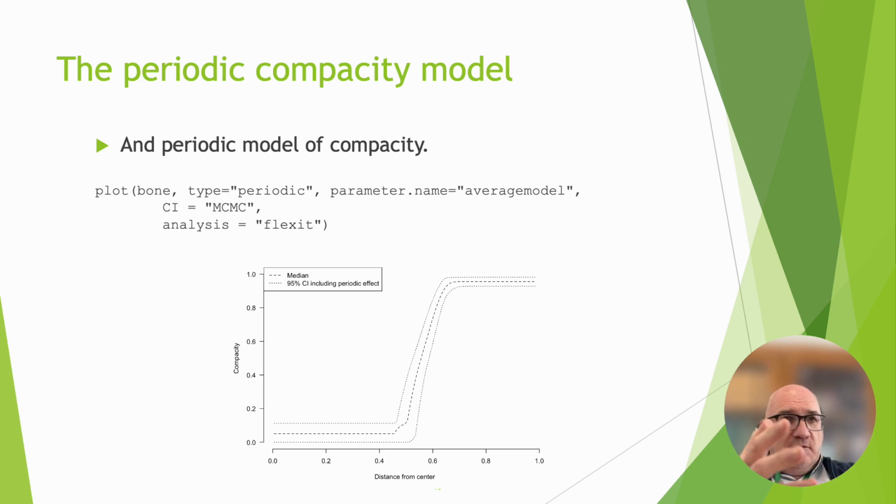We can show the periodic model of compacity. It takes into account both the uncertainty modeled by Bayesian, but also the change of P and S and other parameters when you turn around the bone. That's why the uncertainty of the curve is a little bit larger than when you use only the non-periodic model.